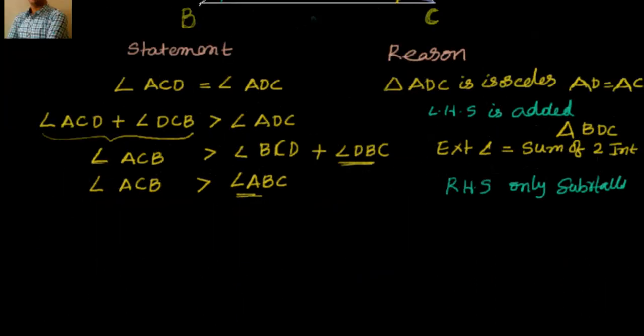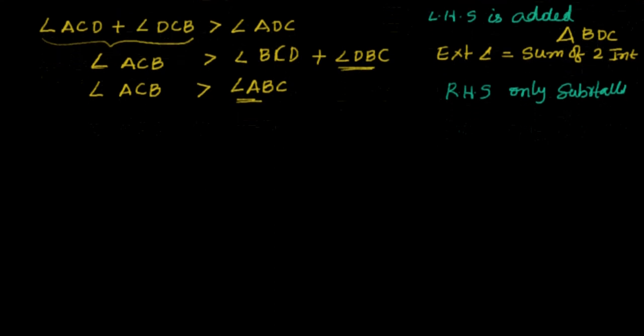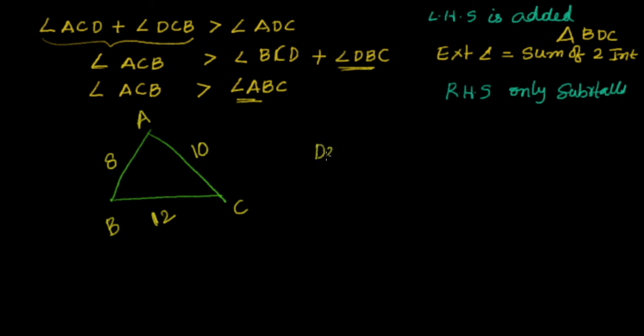Now let's try to do one simple example to understand this. Let us say that we have been given a triangle ABC, given that this is 12, this is 10, this is 8. You have been asked to put in descending order the angles of the triangle. Descending order means the greatest angle should be written first.